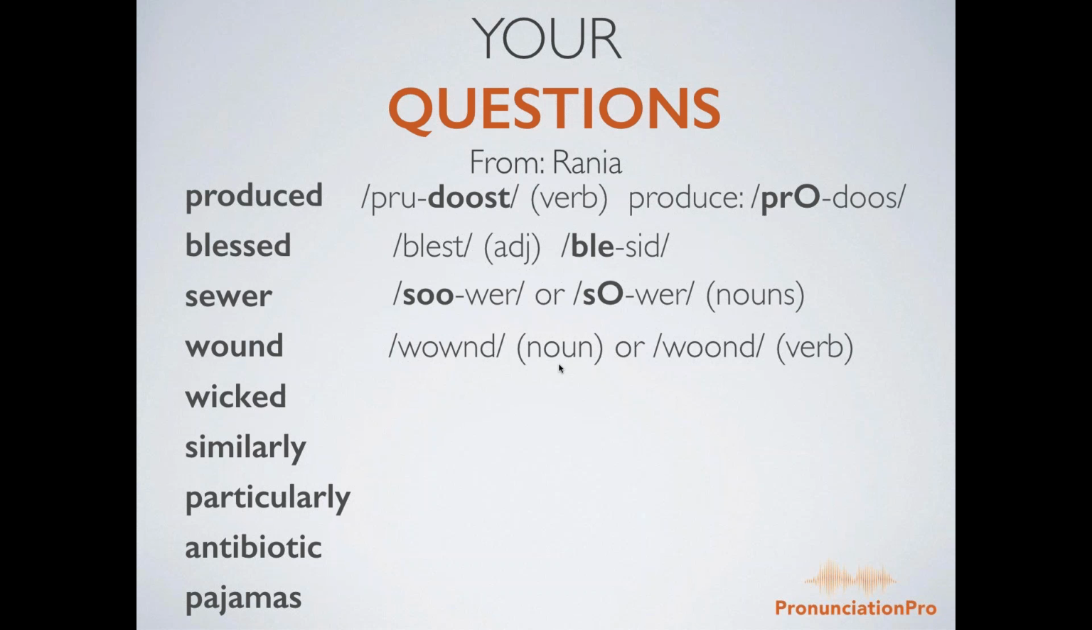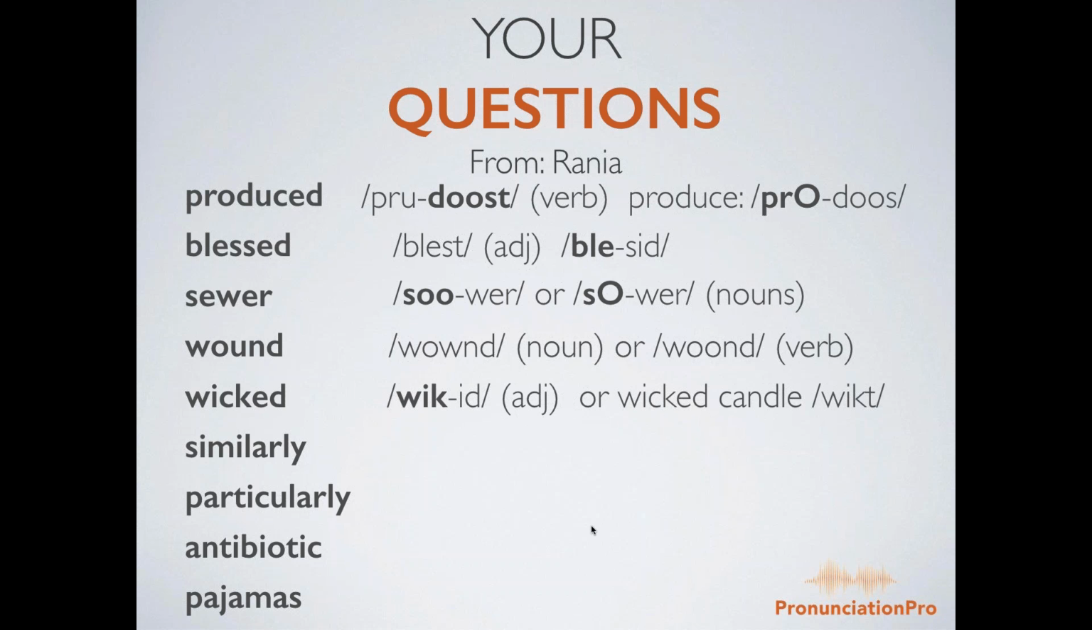So say it for me. Wound. Yeah. Do it again one more time. Wound. Yes, perfect. So then the other one, the noun version, is going to be wound. Like I hurt myself and I have a big wound on my arm. Wound. Good. Yep, exactly. All right, good.